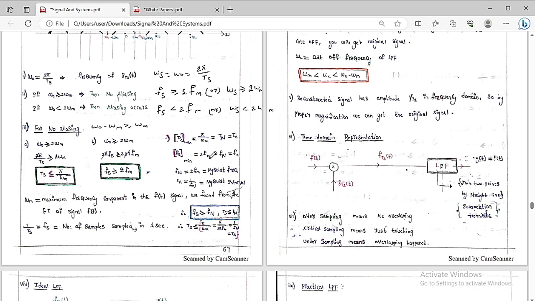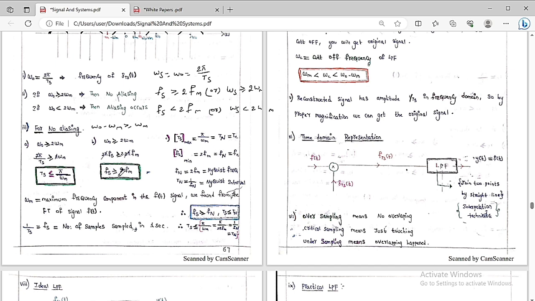So now, here Ts max. What is Ts max? Ts is always less than or equal to pi by omega m, so what is the maximum? This maximum is called the Nyquist time period or critical time period. So this Ts max, pi by omega m, is called the Nyquist time period. It is also called the critical time period.